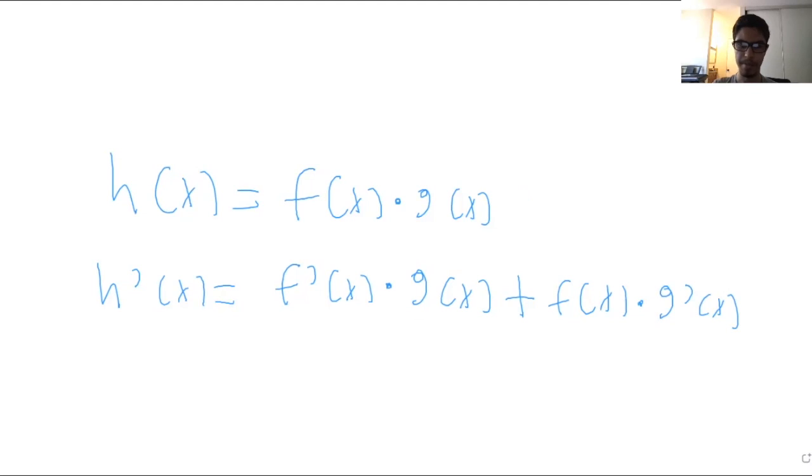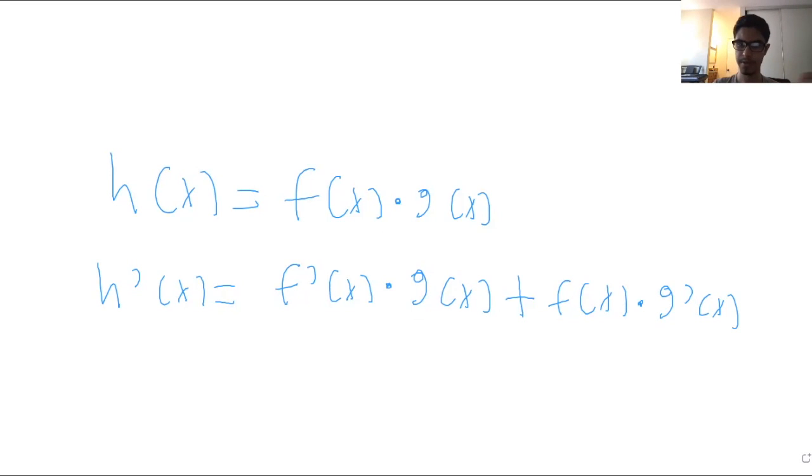So again, bigger function, h of x, take the derivative of that. It is equivalent to f prime of x, taking the derivative of one of the functions, times g of x, the second function, just regular, plus f of x times g prime of x.